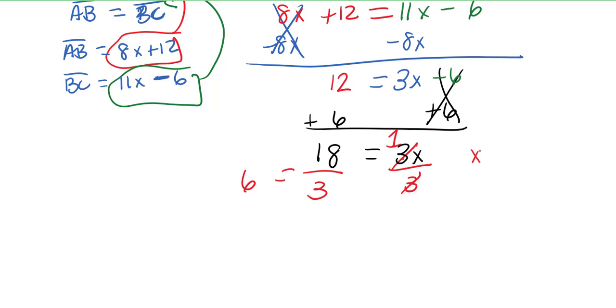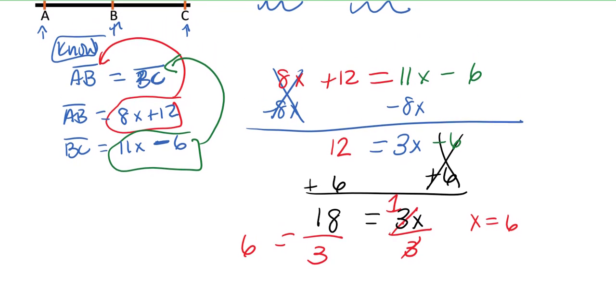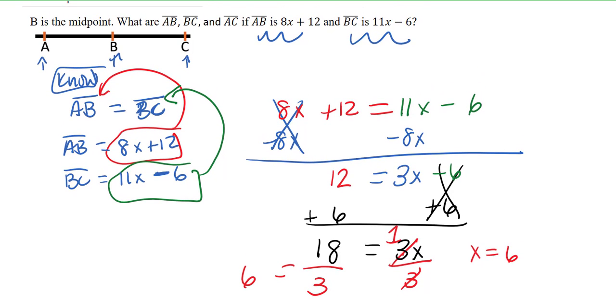So what do we get? x is equal to 6, which is a great start. But this is not our answer, because what are we asking? We're asking for the lengths of AB, BC, and AC. So we only solved for x. What do we need to do next? We need to put x, as this number 6, into our two segments AB and BC. So let's go ahead and do that.